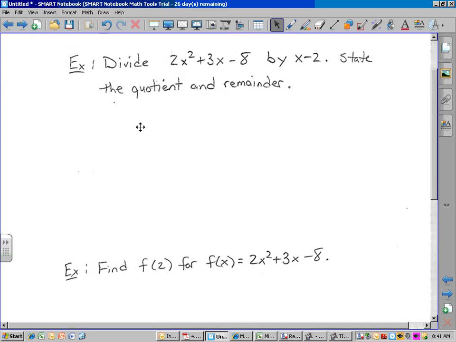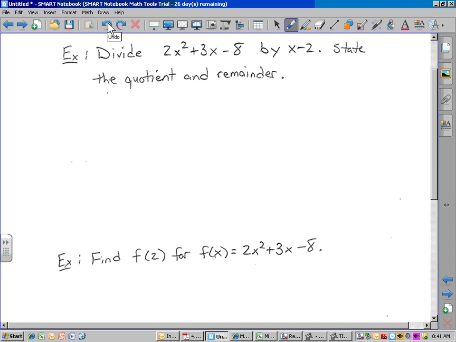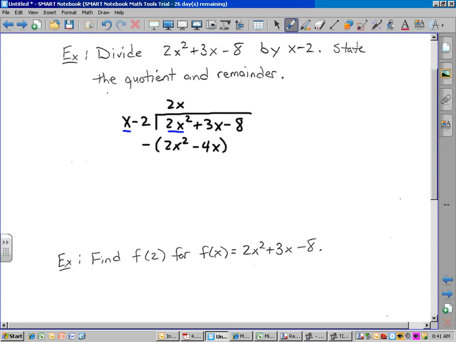Set the long division up. We have x minus 2, and then 2x squared plus 3x minus 8. Again, to do long division, we want to try to match the first term up with the first term that is being divided by. So to do that, we're going to multiply by 2x. So 2x times x is 2x squared, and 2x times a negative 2 is minus 4x. And then we must subtract. So 2 minus 2 is 0, 3 plus 4, or 3 minus minus, which is a plus 4, is 7x. Bring down the minus 8.